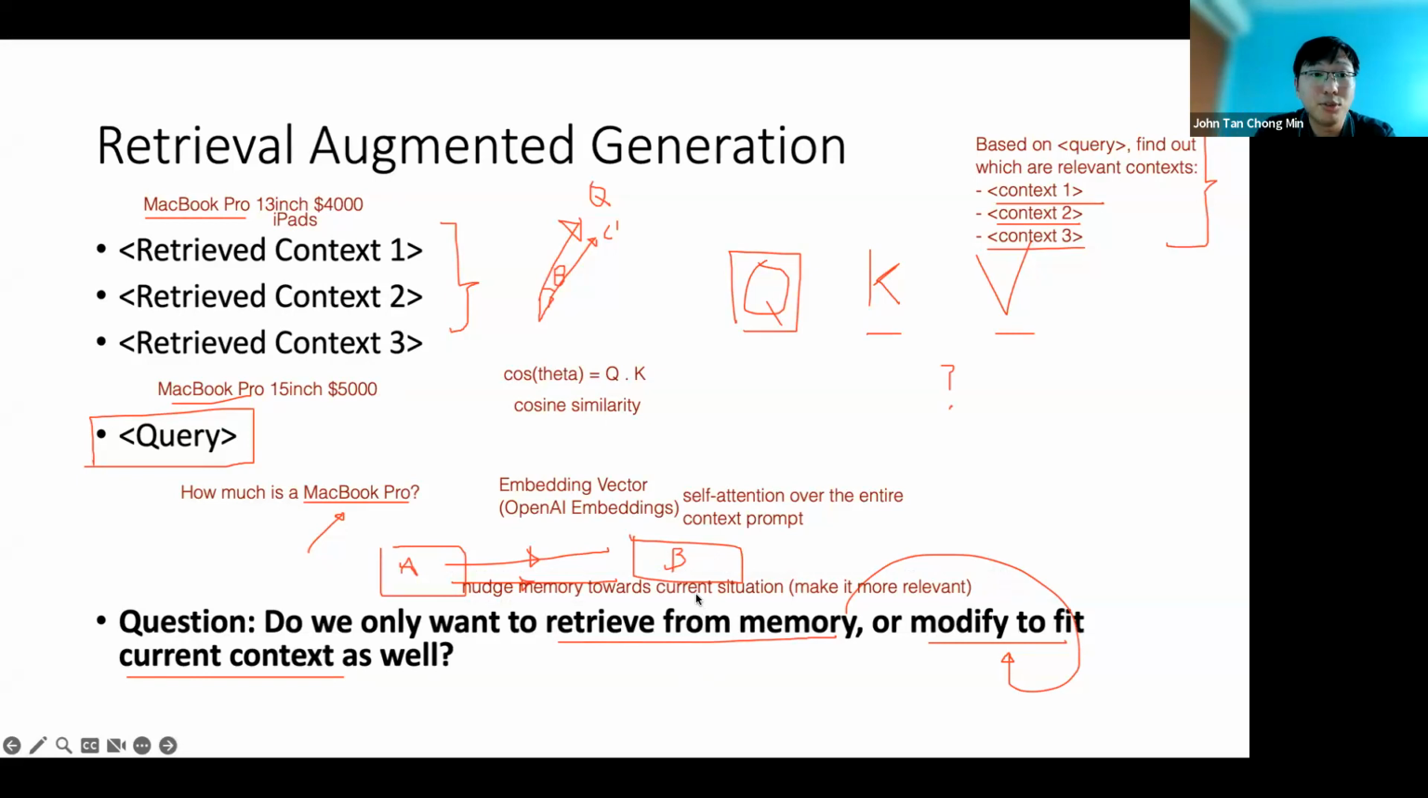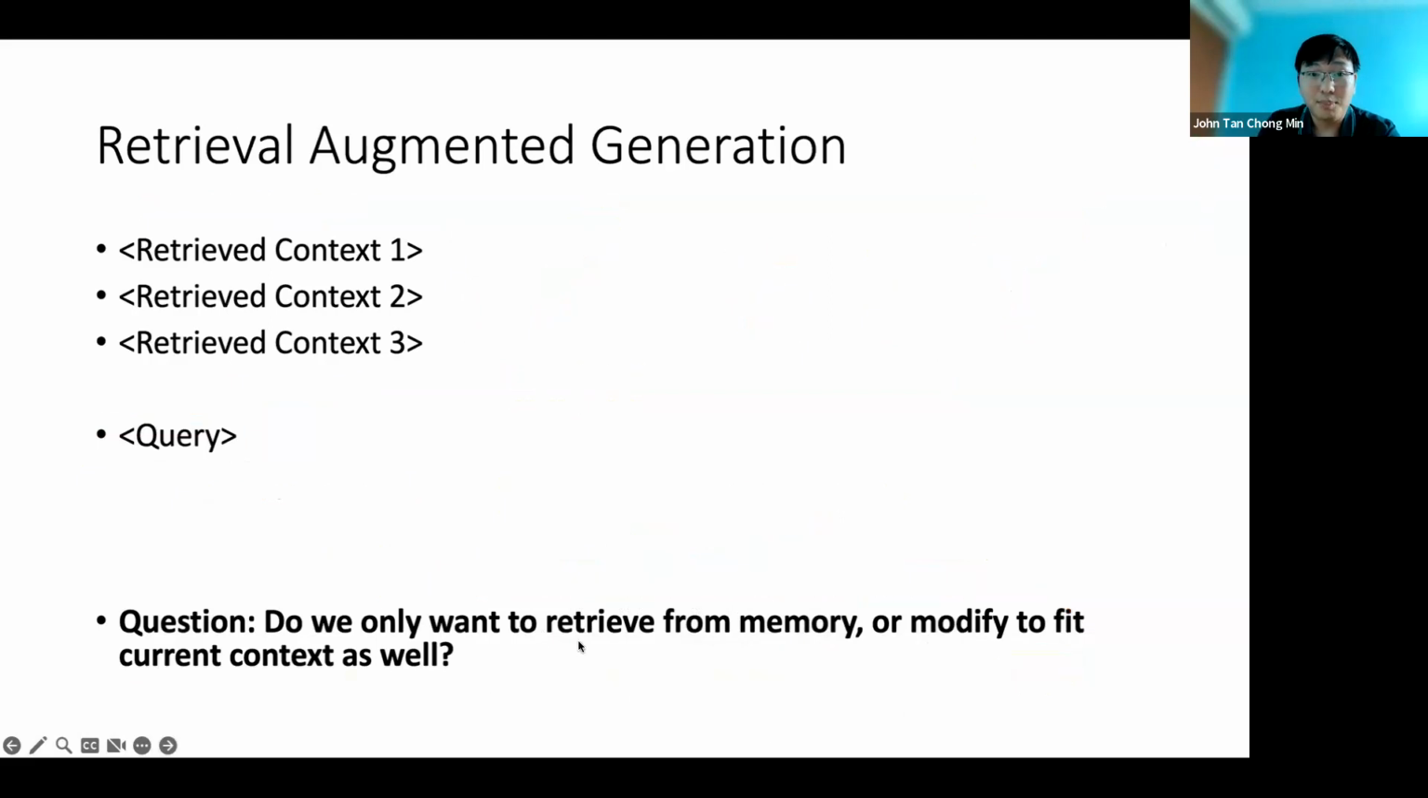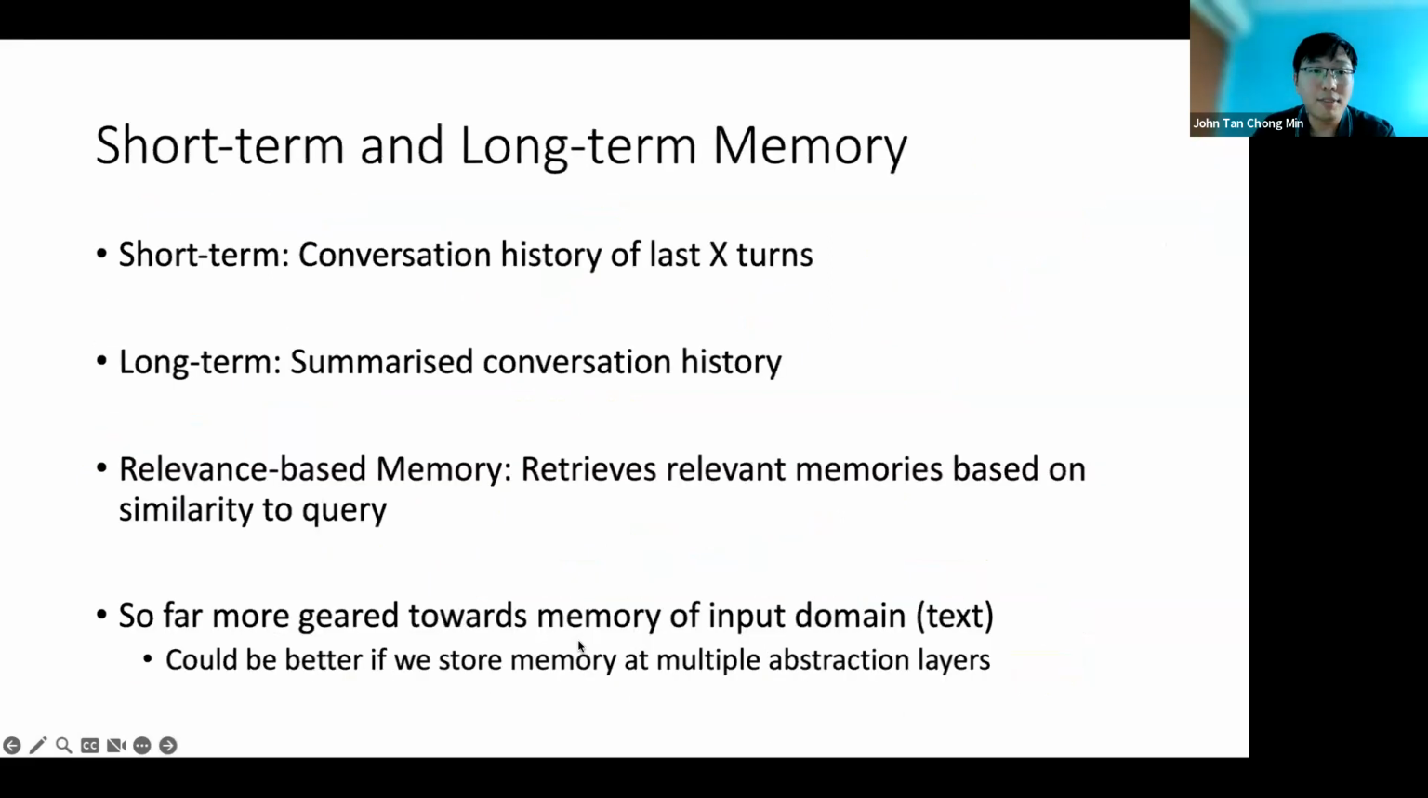So, food for thought. All right, I don't think many people have done this. So it's something that I was thinking about recently. And yeah, if you're interested to talk more, we can talk more about this separately. All right, so this is memory so far. We do have other forms of memory, as what I mentioned earlier.